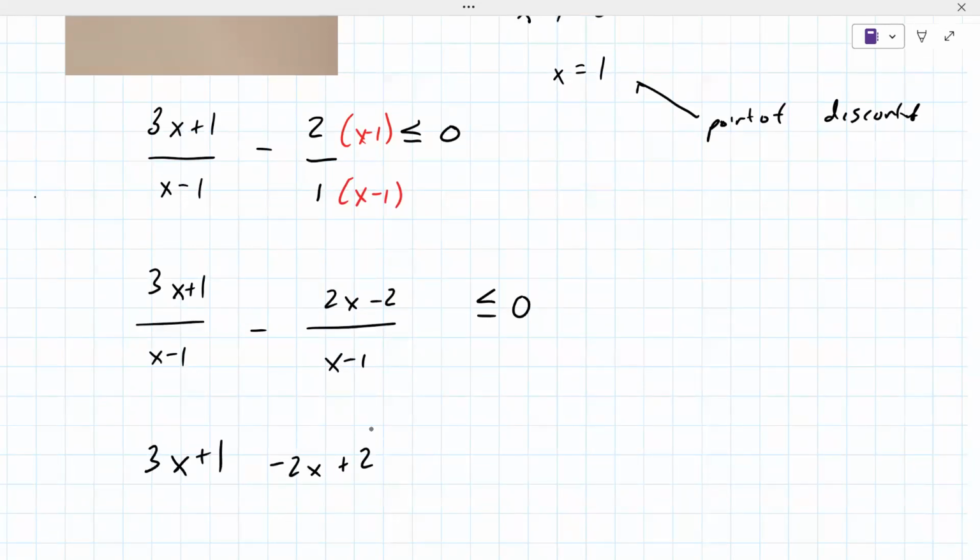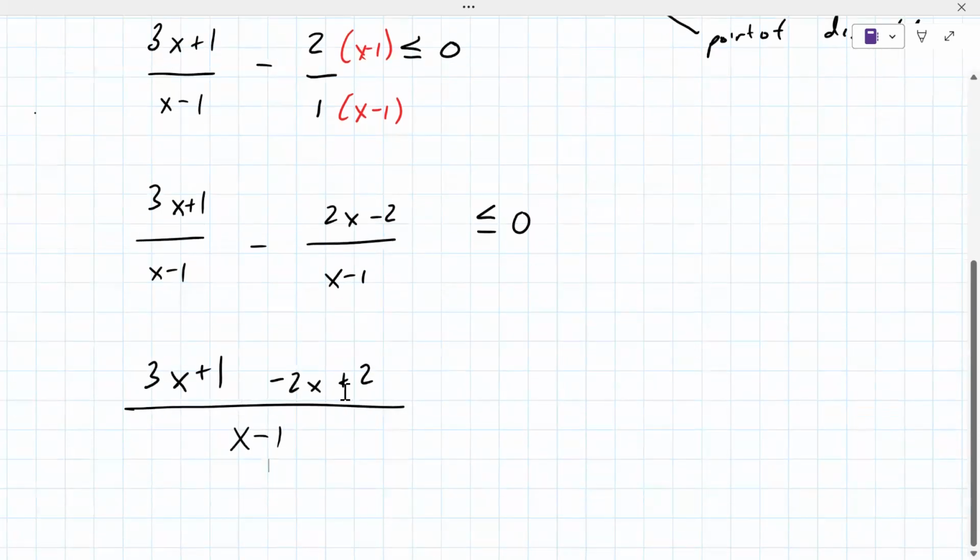3x plus 1 over x minus 1, like that. So the reason you can combine the tops is because you've got a common denominator. Is that okay so far? Yes. All right, still less than or equal to 0.